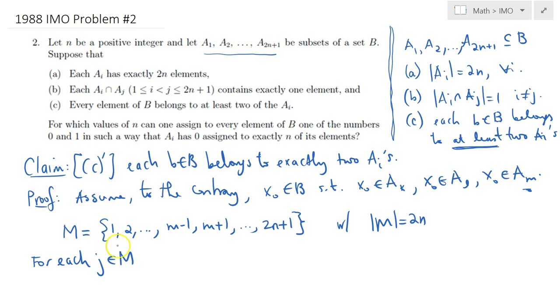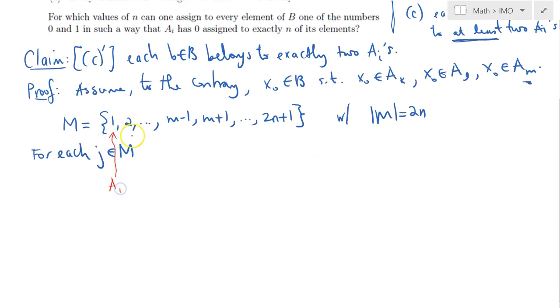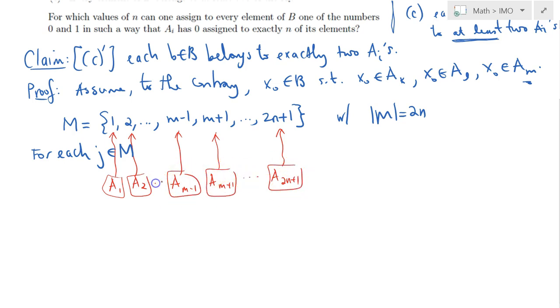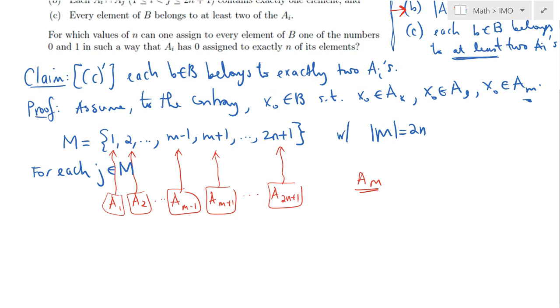So what I mean is the following. Consider these indices. Each index is associated with, let's say, this one is related to A1. Please think of A2 here, and so on, A sub M minus 1, A sub M plus 1, and finally A sub 2n plus 1. Each of these sets shares one common element with the set A sub M. How do I know it? By condition B, each of these sets shares one element, and let's call this element g of j.